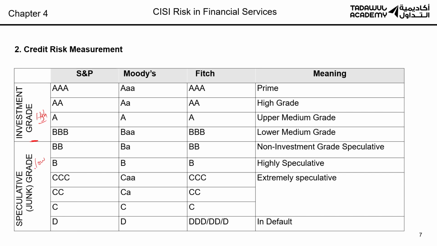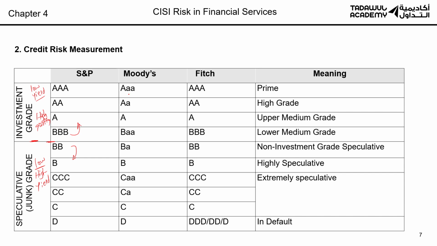Although it's not written here, usually in finance, and not just in CISI, we refer to them as high yield bonds. So what separates high quality from low quality? High quality means low risk, and low risk means low return. What separates them is this line here. Anything triple B and above is high quality or investment grade. Anything double B and below is low quality or non-investment grade.